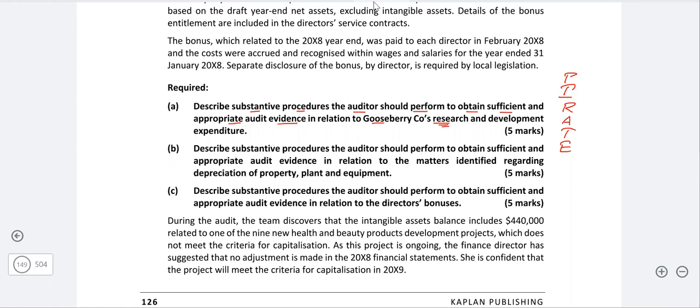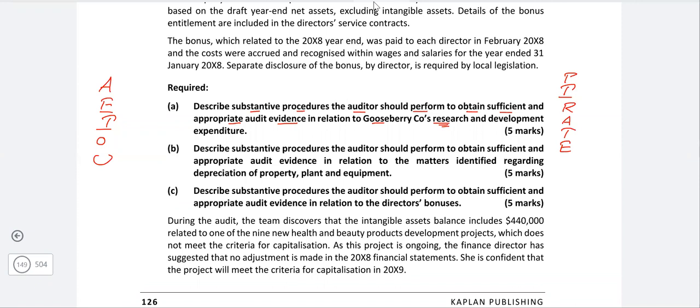We need to see their amortization schedule, whether they have recorded the correct amortization. We can again use that technique, AEIOU, comparing this year's amortization with the previous year and investigating any differences. And then inquire or discuss with management whether the development projects are complete and now it should be amortized.